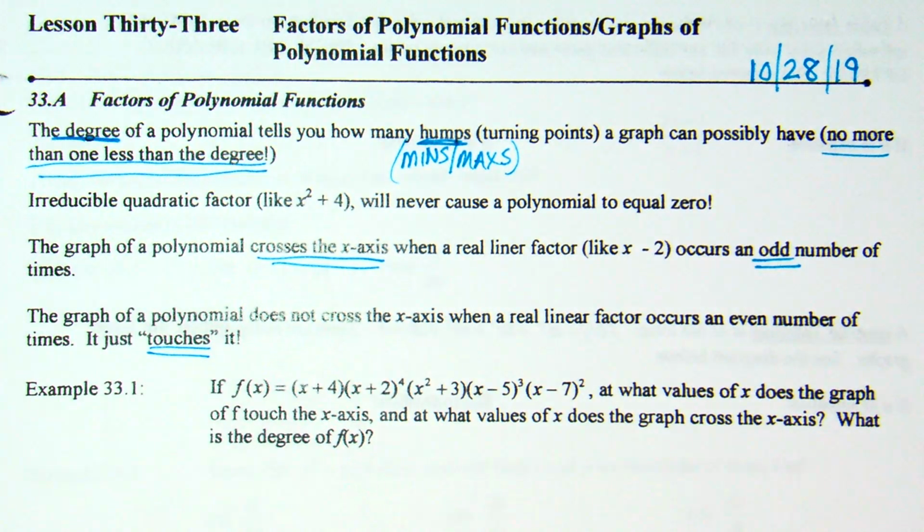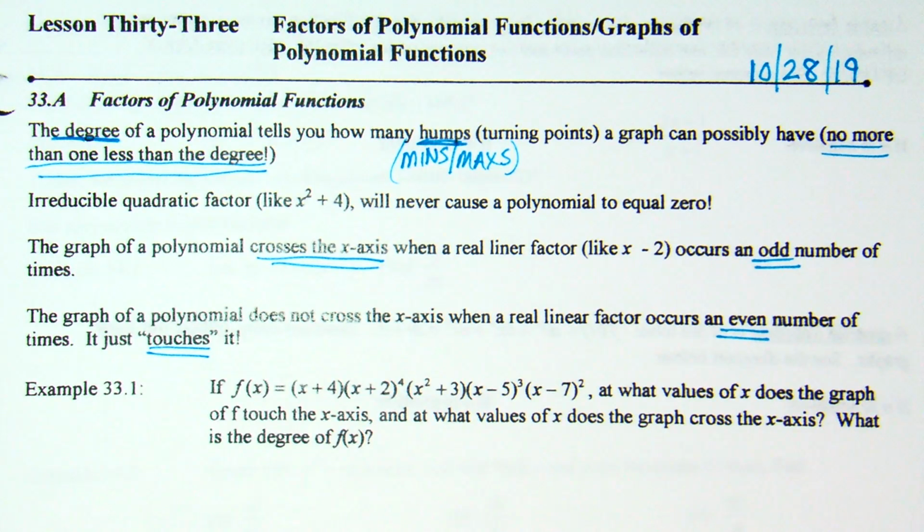If a real linear factor occurs an even number of times, the graph of a polynomial does not cross the x-axis, it just touches it. So if it's already below the x-axis, it comes up, touches it, goes back down. Or vice versa. If it's already above, goes down, touches it, goes back up. Okay, so we're going to talk about that and how that can help us.